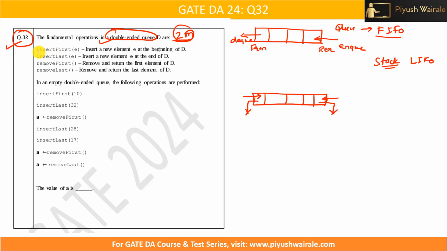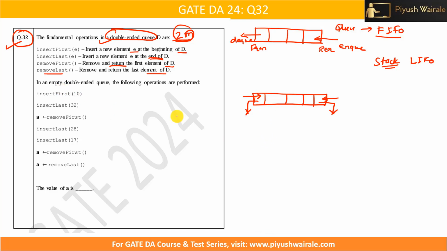So what are these functions? Insert first will insert a new element E at the beginning of D. Insert last will insert a new element at the end of D. Remove first will remove and return the first element of D, and remove last will remove and return the last element of D. As I said, in a double-ended queue we can add or remove elements from both sides of the queue.